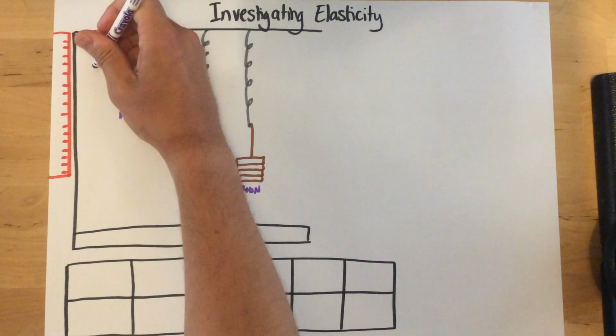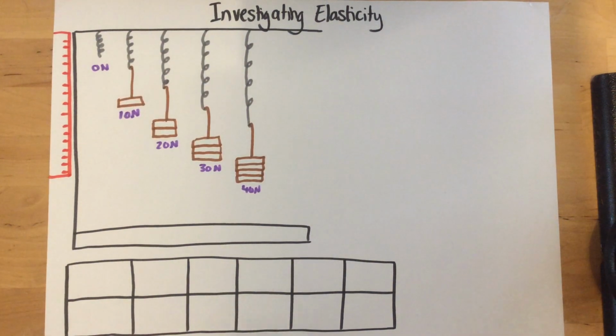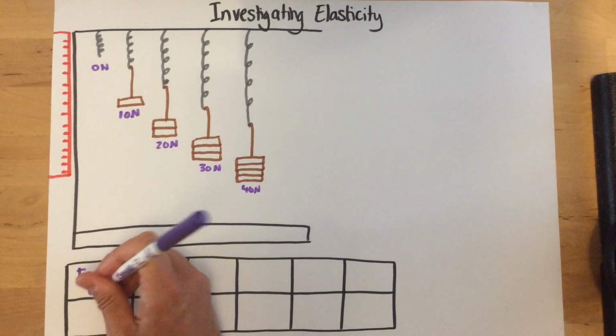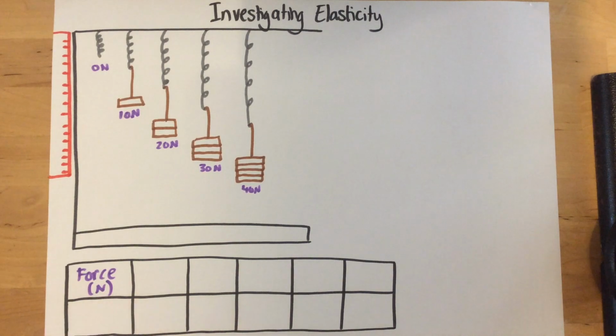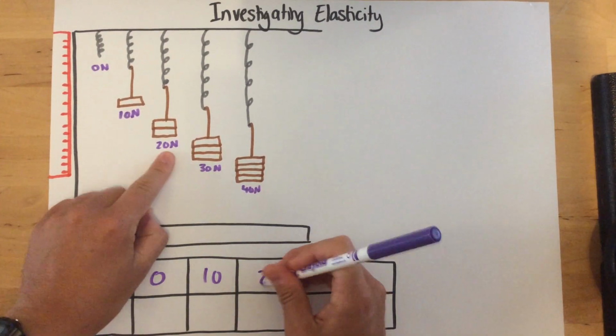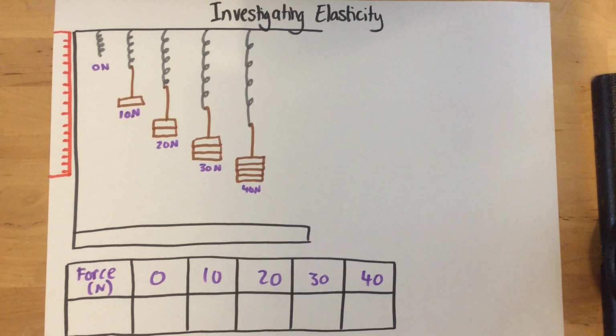So the first one has 0 newtons applied to it, then 10, 20, 30, 40. Now I'm just going to write this into the table here. Remember, force is measured in newtons. So I've got 0, 10, 20, 30 and 40 newtons. So that's my independent variable.